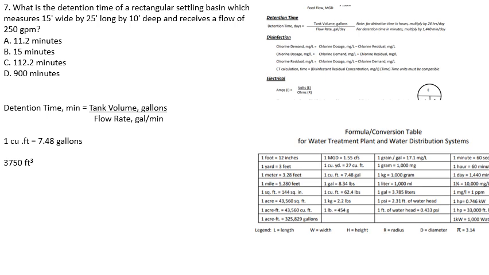You have to convert cubic feet to gallons, right? Because gallons per minute is what they want. So 1 cubic foot is 7.48 gallons. 3,750 cubic feet of volume times 7.48 gallons per cubic foot gives you 28,050 gallons. And that divided by the 250 gallons per minute gives us the answer of 112.2.